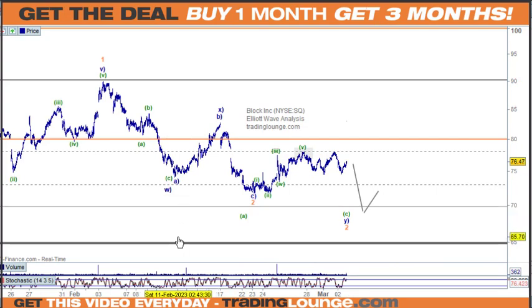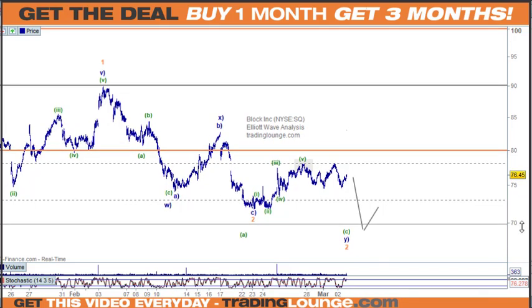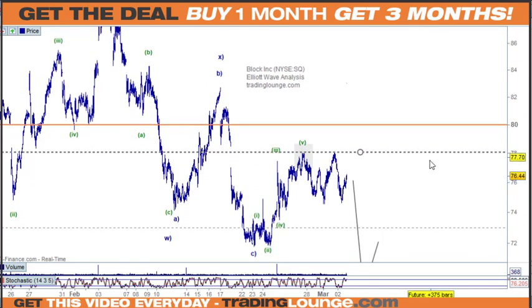So with Block here, a little bit like Enphase, I don't have a good grip on what's what. I can see parts of it all. I would assume that it will come down further.